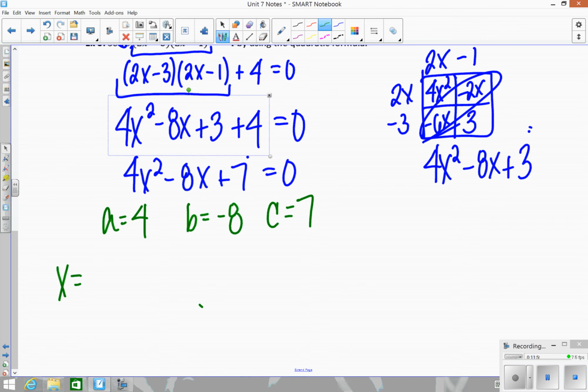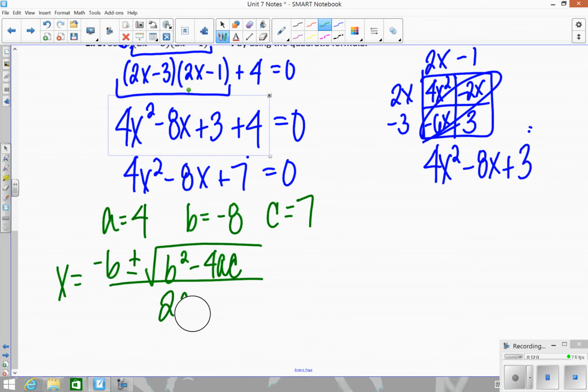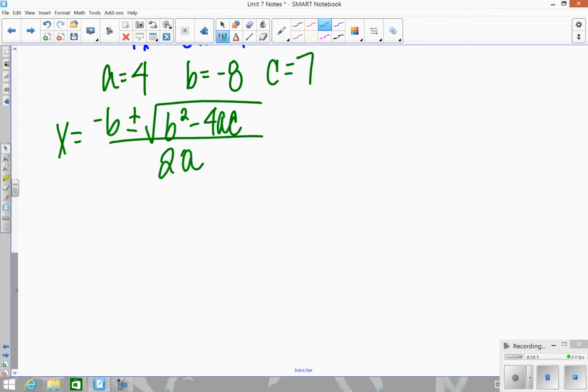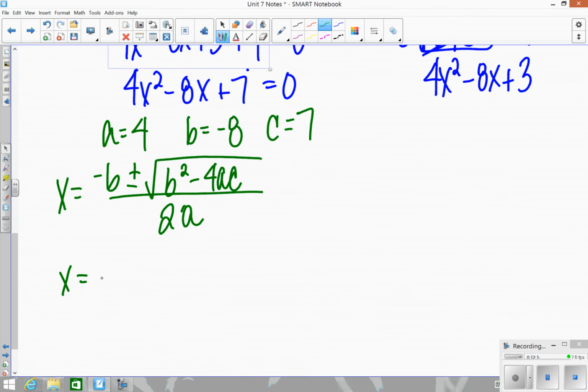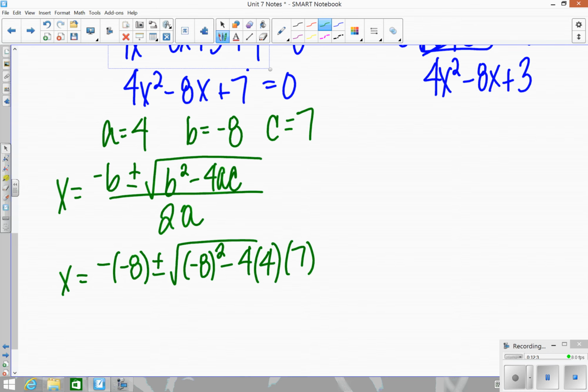So we have x equals negative b plus or minus the square root of b squared minus 4ac all over 2a. So go ahead and plug in. So we have x equals negative. Remember, we're plugging in with parentheses, so I have negative 8 going in for b, and I still have that negative out in front. Then I have b squared, again, negative 8 squared minus 4a, which is 4, and c, which is 7. All over 2a, which is 2 times 4.